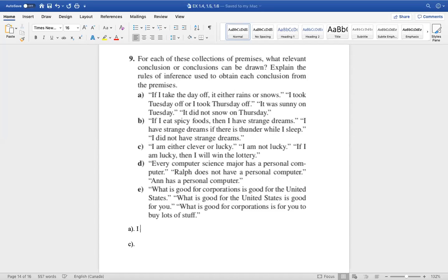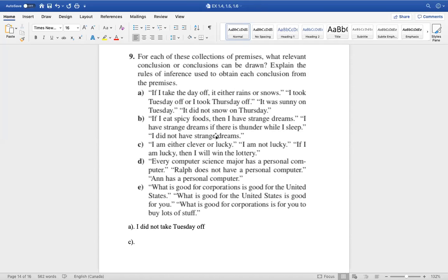Firstly, we can say I did not take Tuesday off. You guys can use different rules of inference that you have studied in this course so far to draw these conclusions. I'm just listing the possibilities for different conclusions because I've already gone through these questions. So firstly, we have I did not take Tuesday off. The second conclusion we can draw is I took Thursday off, and we can also conclude it rained on Thursday.